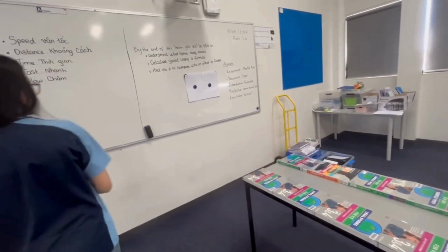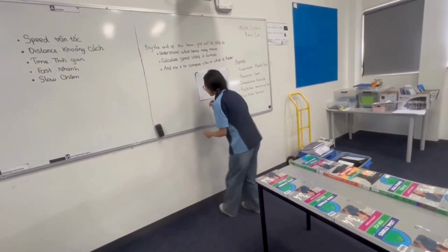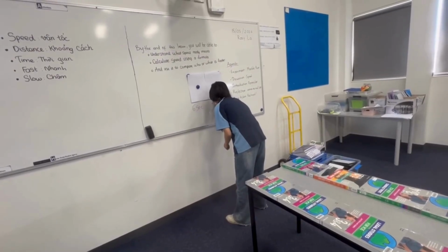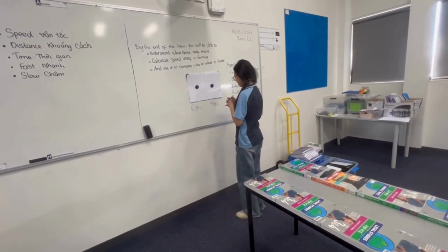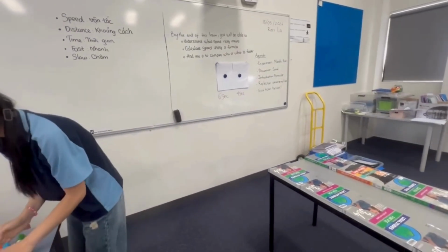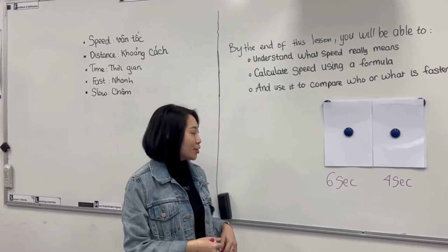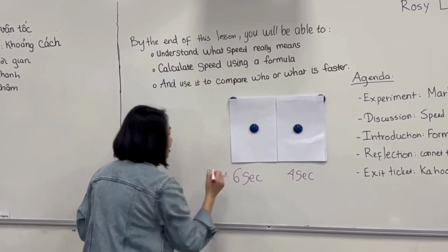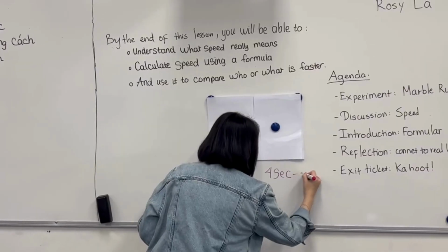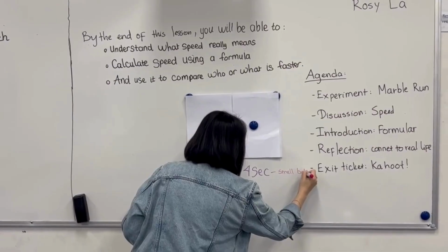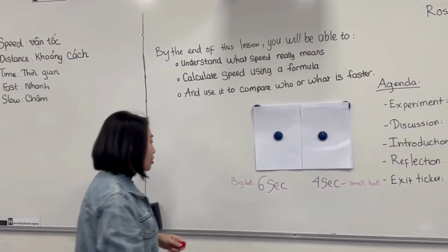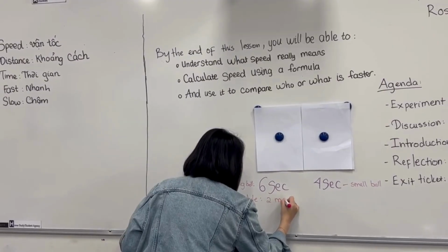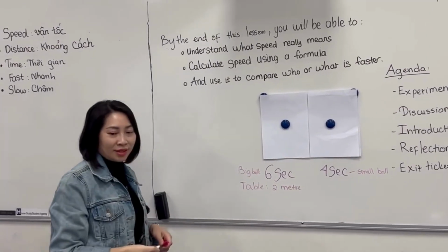Can you grab the pen over here? Can you write down big ball, 6 seconds, and small ball is 4 seconds. Thank you very much. And here, so we have the big ball, 6 seconds, and small ball, 4 seconds. And we also have the table is 2 meters long, right?